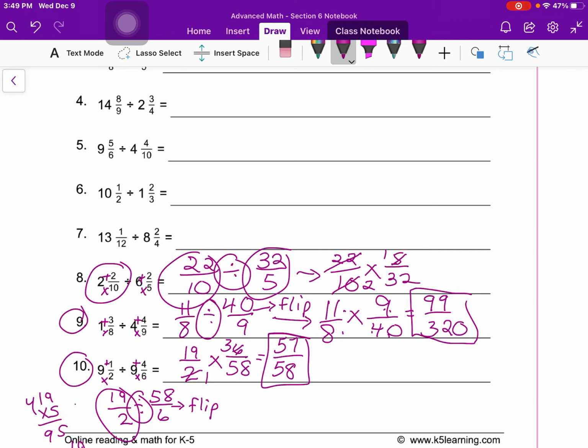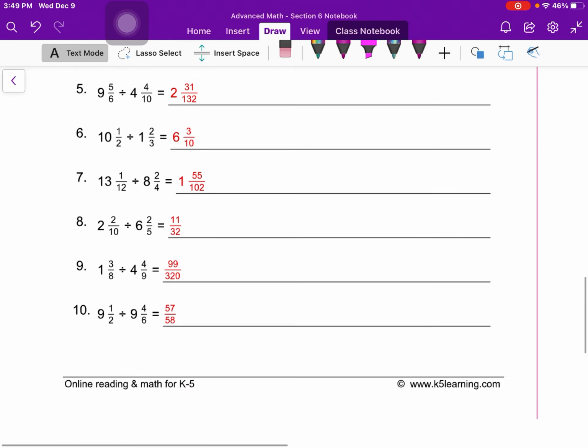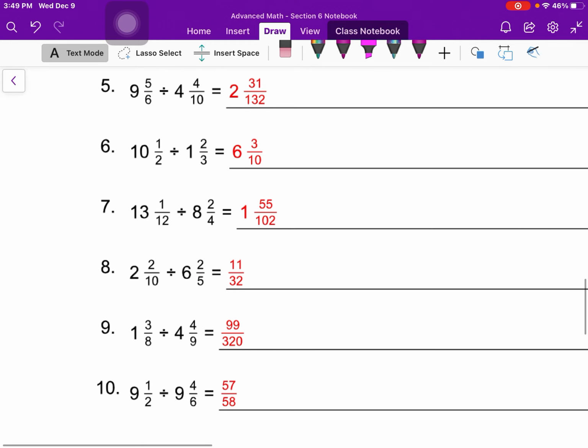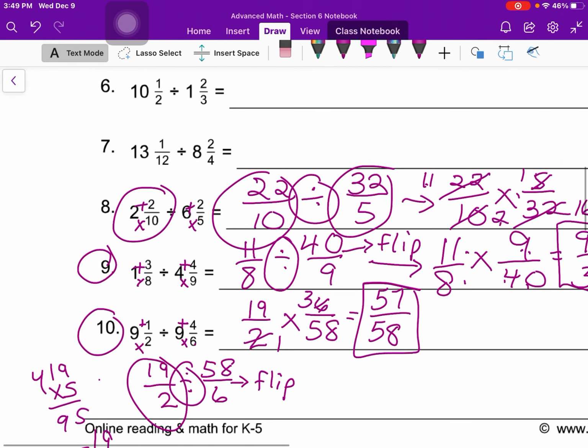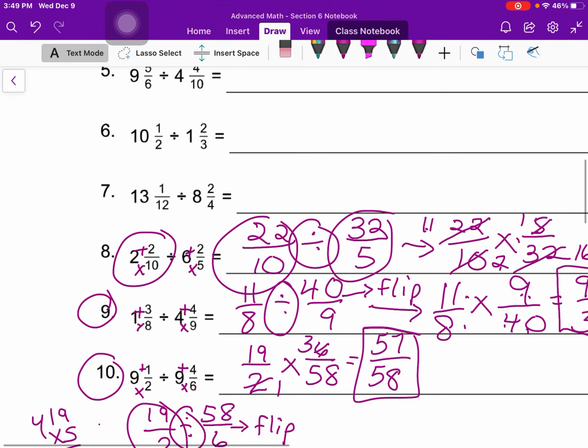So 2 goes into 22 11 times. 2 goes into 32 16 times. And I think that's the only place that we can simplify. So 11 times 1 is 11, and 2 times 16 is 32. And so our answer is 11 over 32, and that's what it shows there as well. So we're on the right track. One last problem together. We'll do number 7.